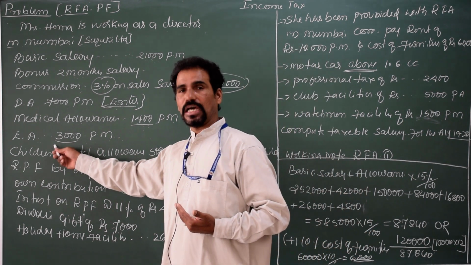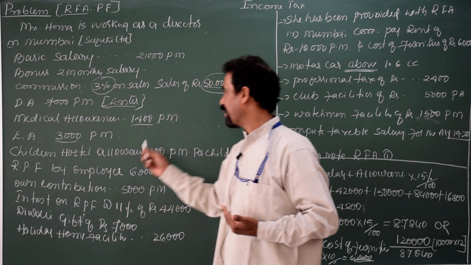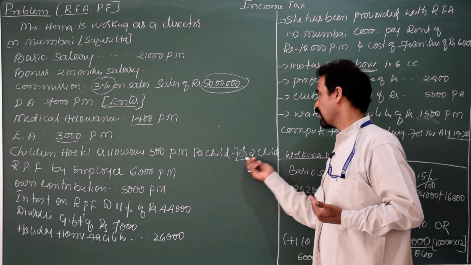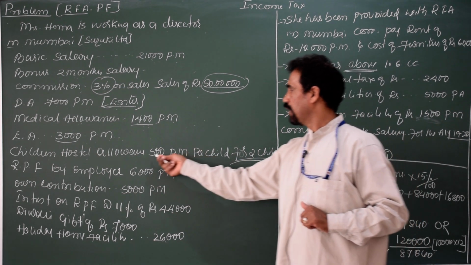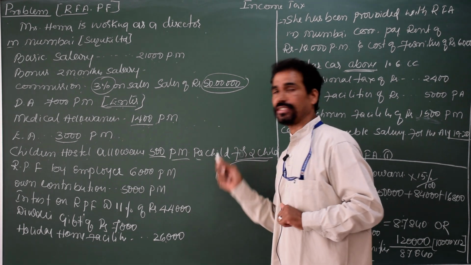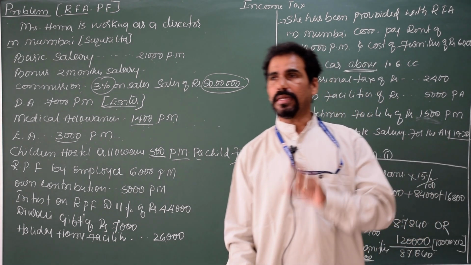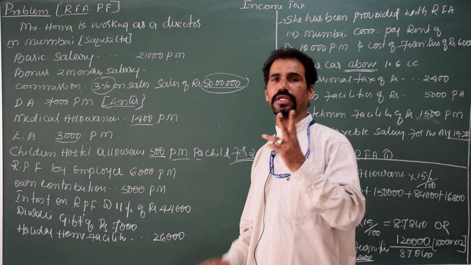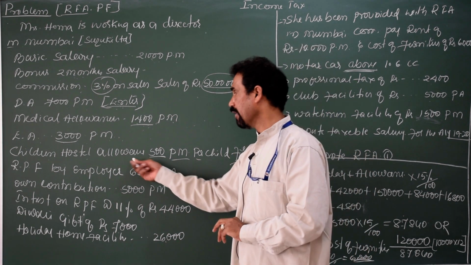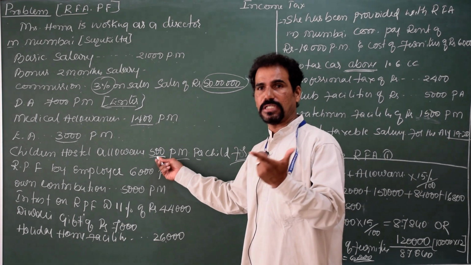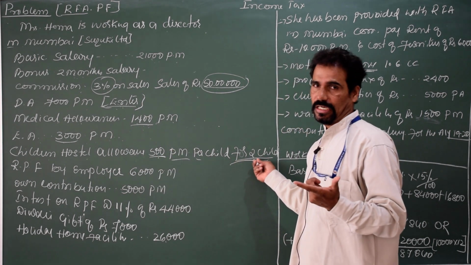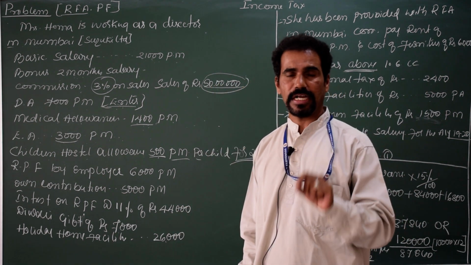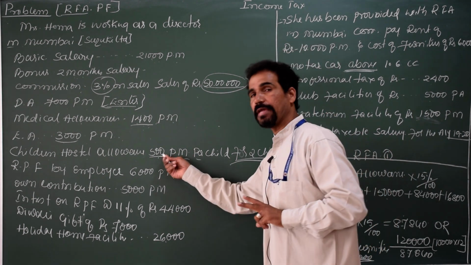Next, it is an allowance: children hostel allowance, given as 500 rupees per month per child for two children. Normally, children education allowance is 100 rupees per month per child, not more than two children. Hostel allowance is the same thing. He is given rupees 500 per month for two children, but the maximum exemption is rupees 300 per month per child, not more than two children. That is also one important note.